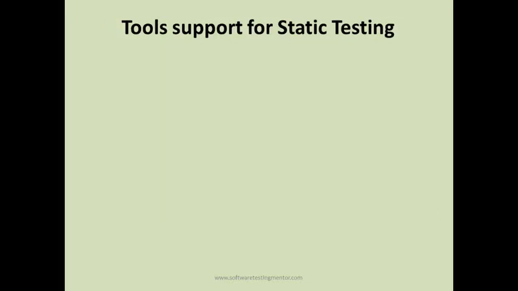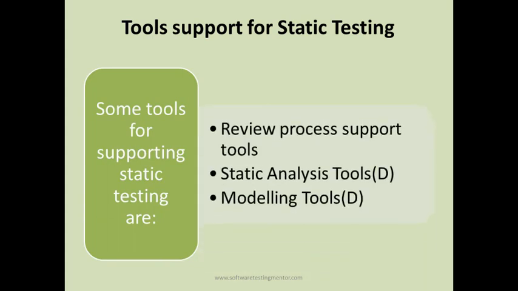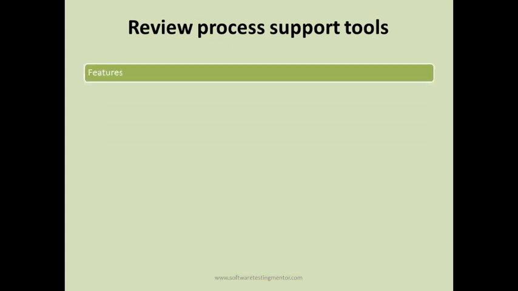So then the other classification is tool support for static testing. Some tools for supporting static testing are review process support tools, static analysis tools, and modeling tools. So these are some tools which are classified as supporting static testing. Let's go ahead one by one. Review process support tool. What are the features of review process support tool?